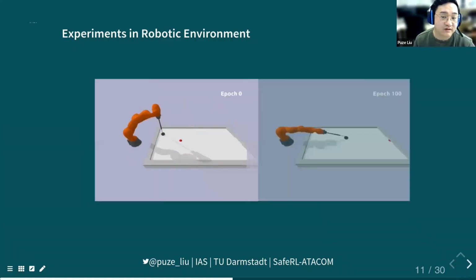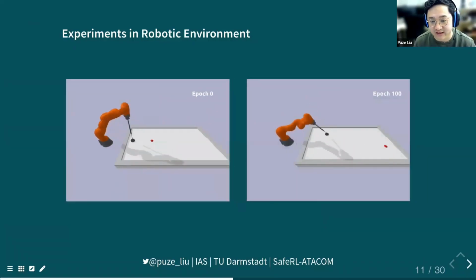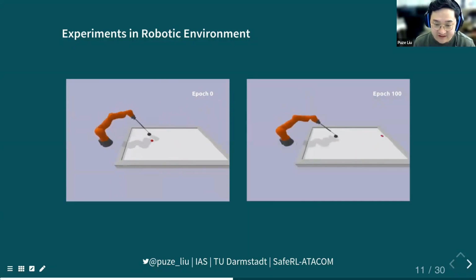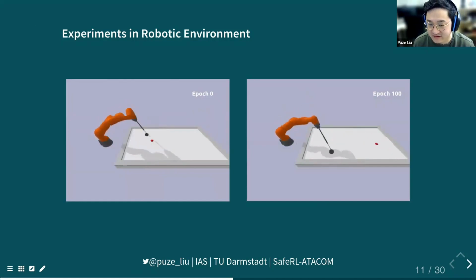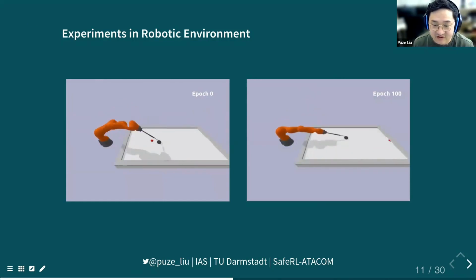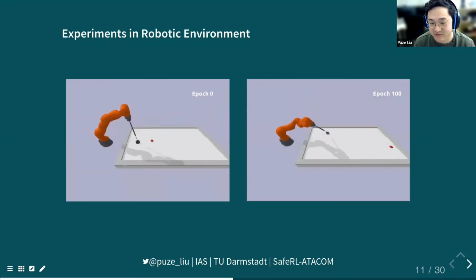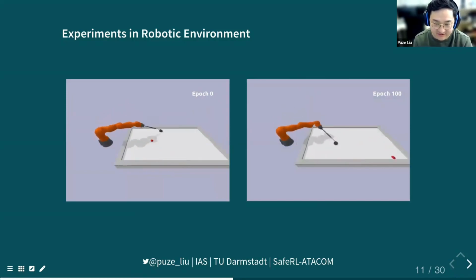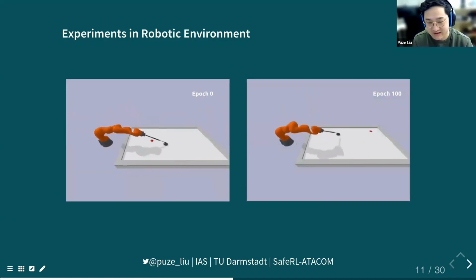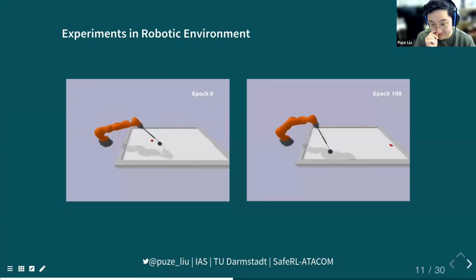And after around 100 epochs of training, we are able to explore the table surface sufficiently and find a decent hitting behavior. It's not scoring 100%, because this kind of task is pretty challenging: there are two round shapes colliding with each other, and a small difference in the position error will directly give you completely different behavior.